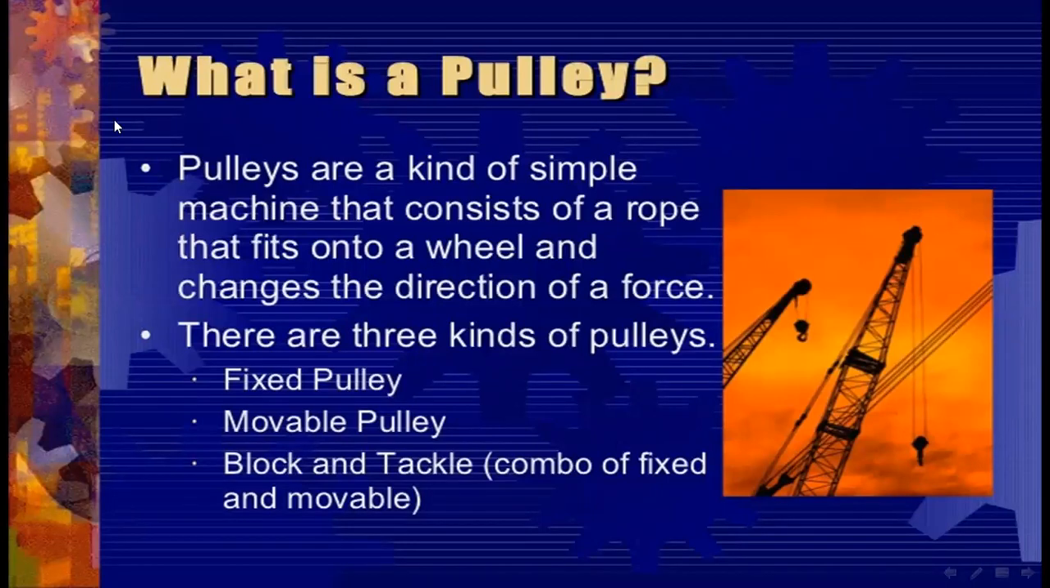Again, here we repeat, what is a pulley? Pulleys are a kind of simple machine that consist of a rope that fits onto a wheel and changes the direction of a force. There are three kinds of pulleys: fixed pulleys and movable pulleys. You just remember that the definition of a pulley is enough for you. So pulleys are a kind of simple machine that consist of a rope that fits onto a wheel and change the direction of a force. And the best examples are the flagpole and the crane.